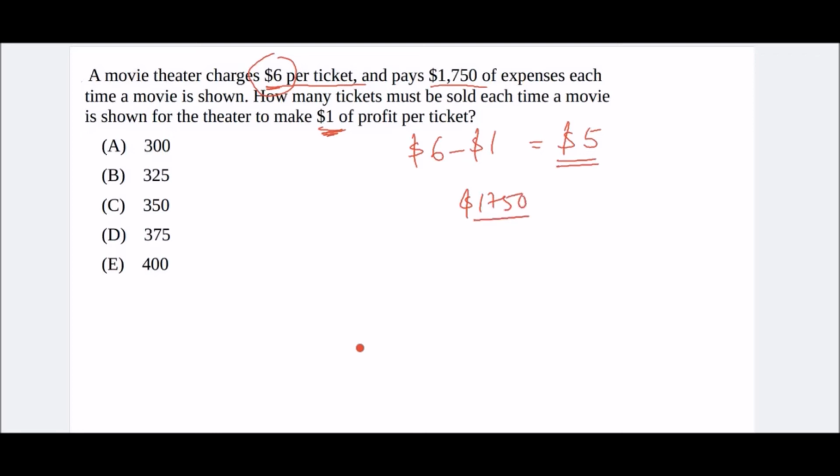So we need to divide it by $5 and we'll find the number of tickets that must be sold to make a profit of $1, and that is 350 tickets. Answer will be option C.